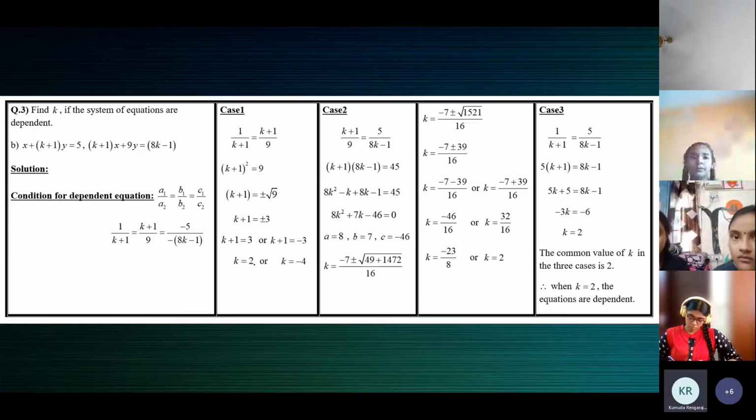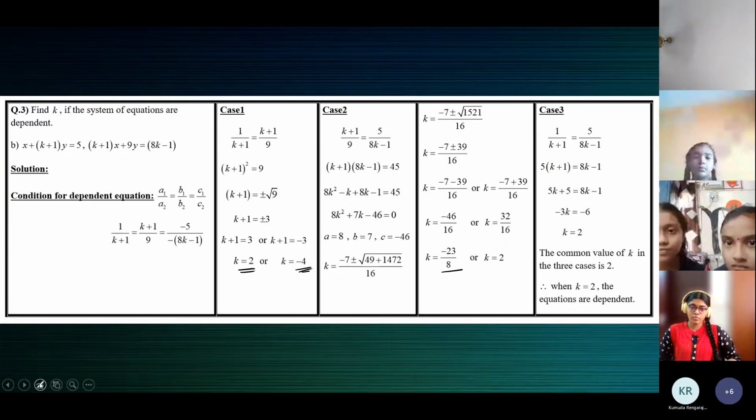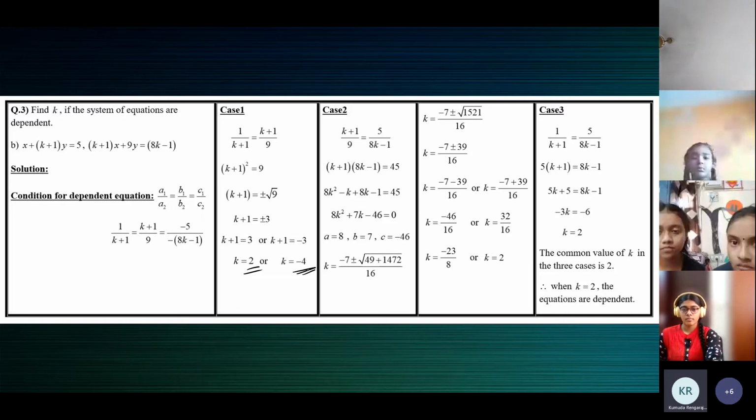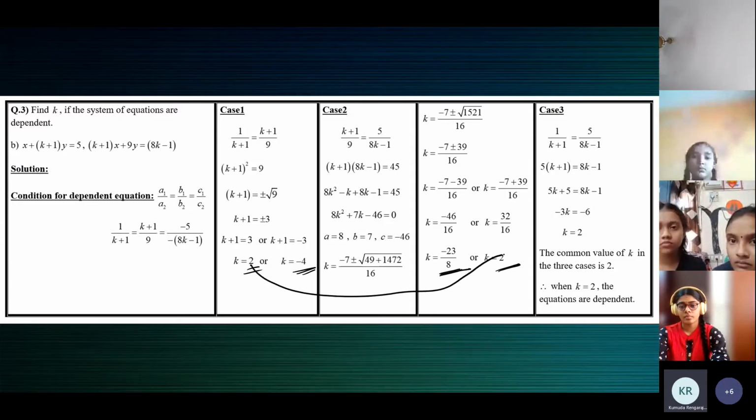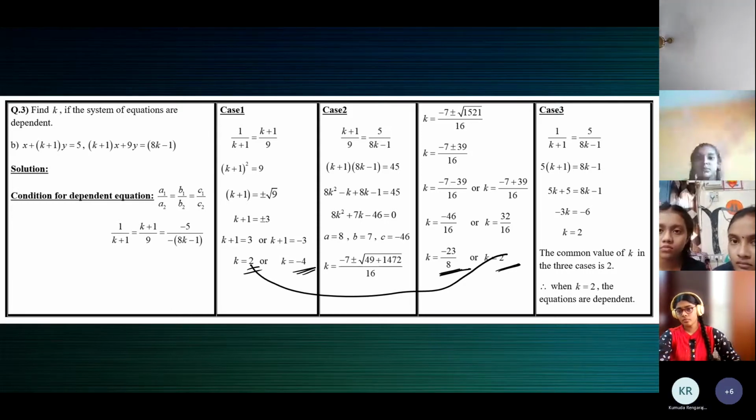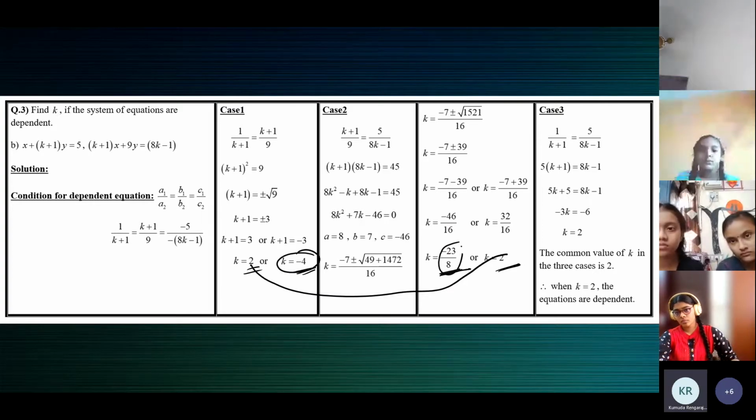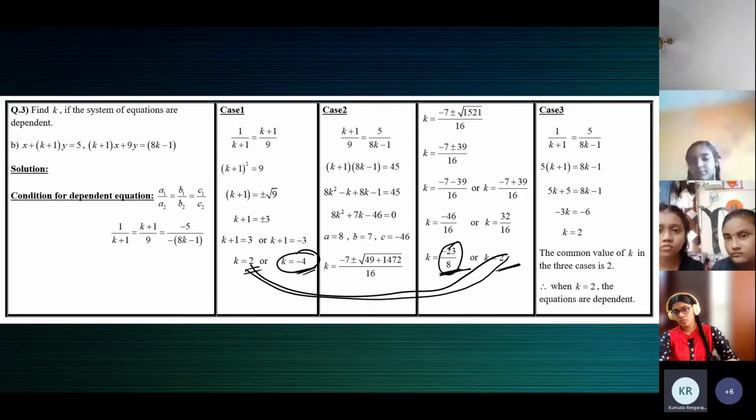So here you can see in the first case you get k is equal to 2 or k is equal to minus 4. In the second case you get k is equal to minus 23 by 8 or k is equal to 2. What is the common solution? 2 is the common solution. So when k is 2, the system of equations is dependent. You get minus 4 in the first case and minus 23 by 8 in the second case. These values you cannot take. The common solution is k is equal to 2.